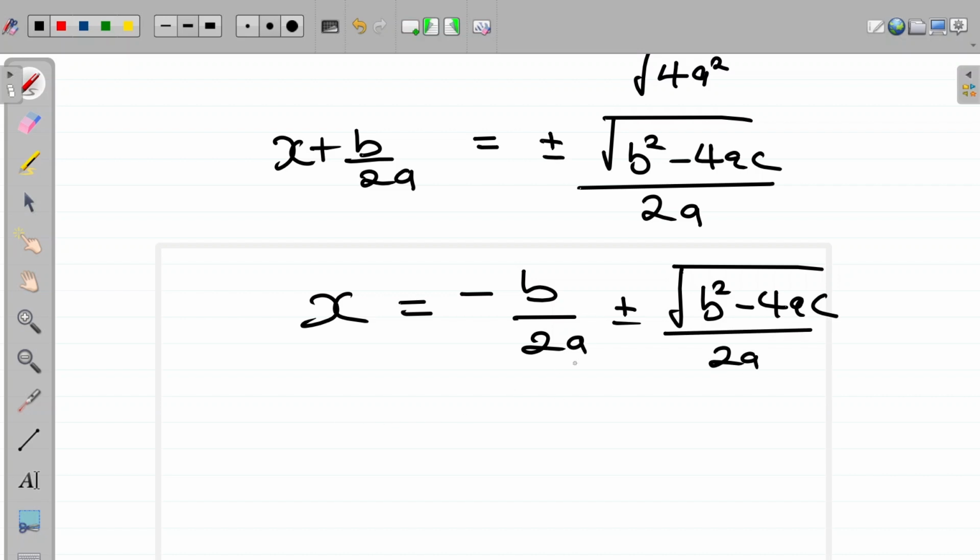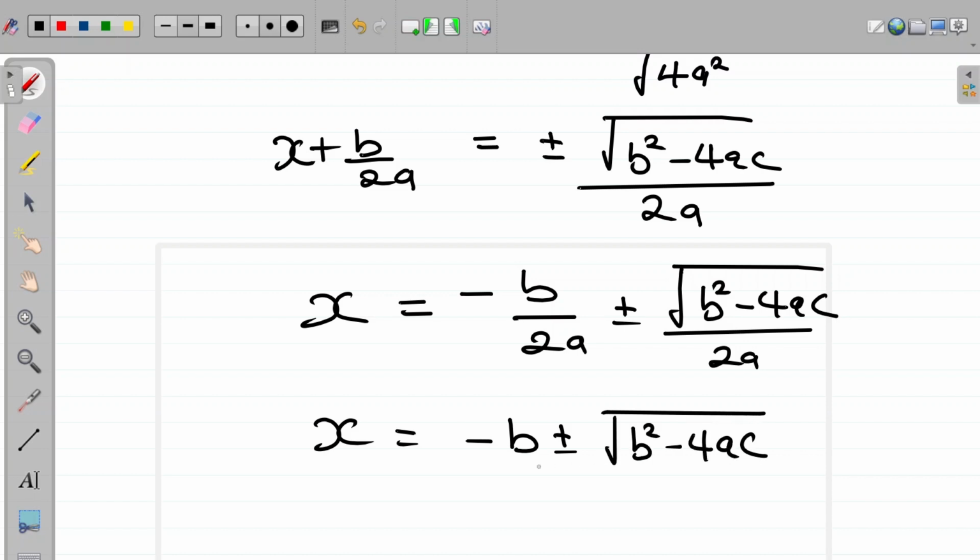Now, since we have the same denominator, we can arrive at x is equal to minus b plus or minus root of b squared minus 4ac divided by 2a. We have been able to derive the quadratic formula from the general equation using the completing the square method.